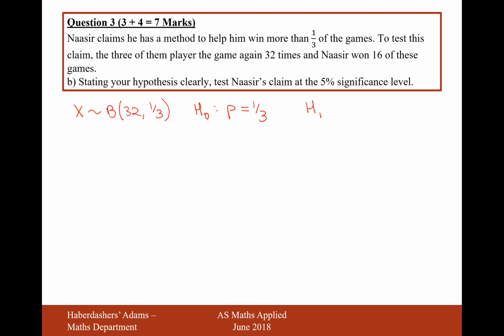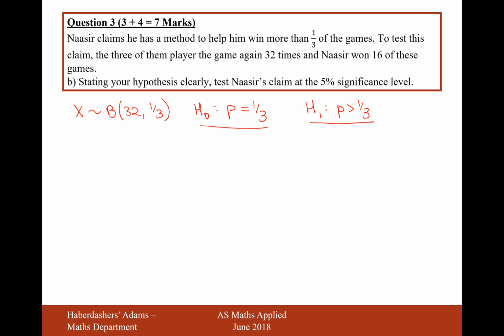Otherwise, Nazir can increase that probability to more than 1/3. So we'll assume this for now, unless we have enough evidence to prove that it's probably now increased to more than 1/3. And what we're thinking here probably is, well, out of 32 times, if Nazir's won 16 times, then that's more like a probability of a half.